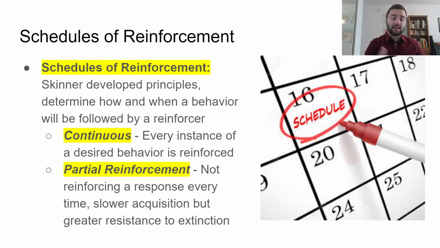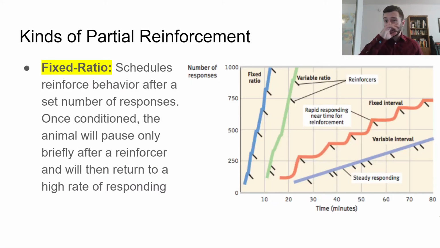And the reason for that is that, again, when you don't know, you're more likely to keep answering because you don't know, okay, am I going to get a candy next or not? You never know when it's going to happen. So it's more resistant to that extinction. So we're going to look at that here.